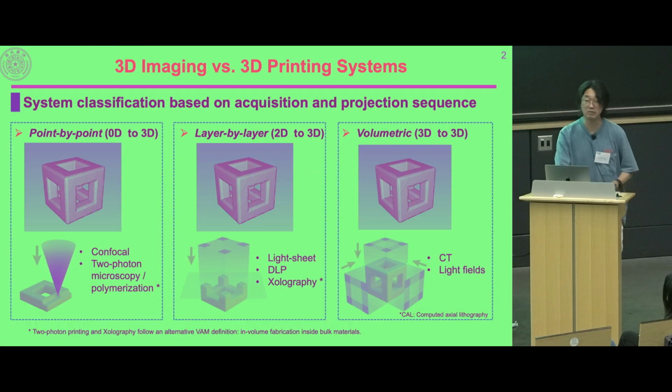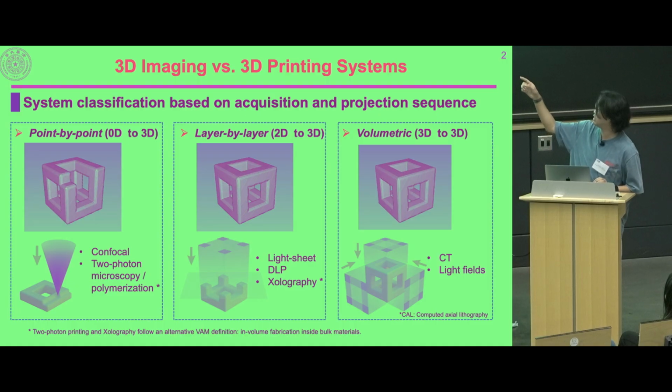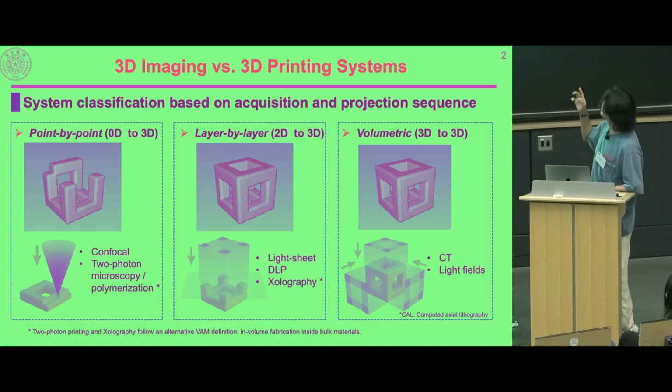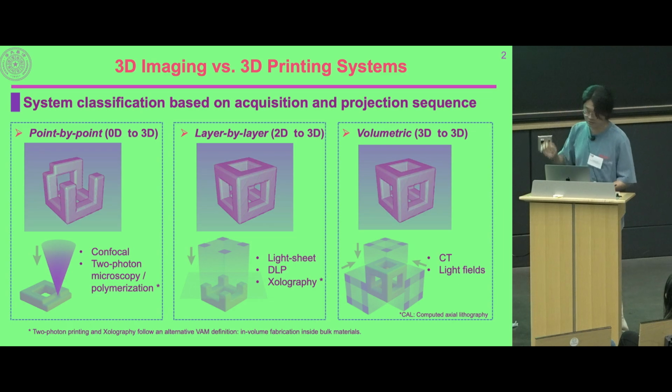3D printing techniques are very similar to imaging technology. Point by point 3D printing is very similar to confocal imaging, and layer by layer 3D printing is very similar to light sheet imaging. And volumetric 3D printing is very similar to CT, computed tomography. CAL, computed axial lithography, is one of the most well-known volumetric 3D printing methods.